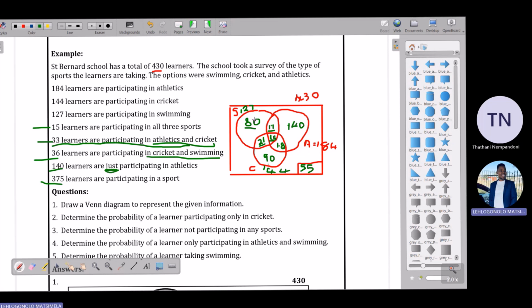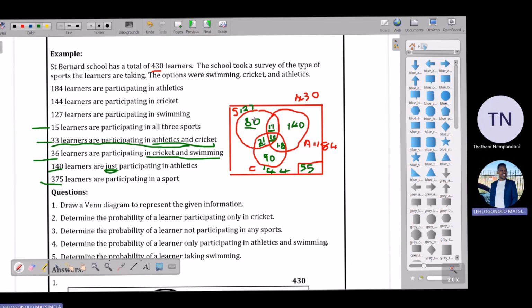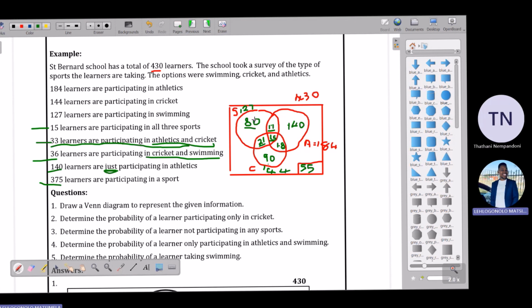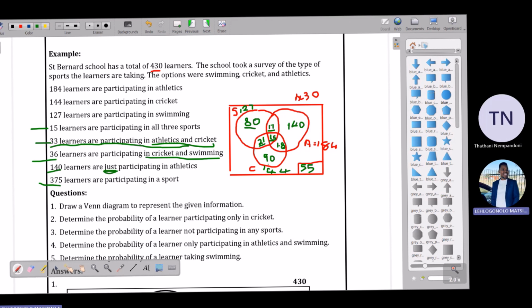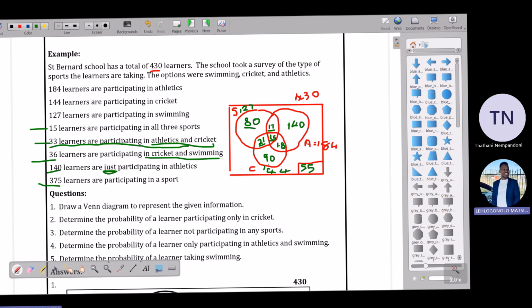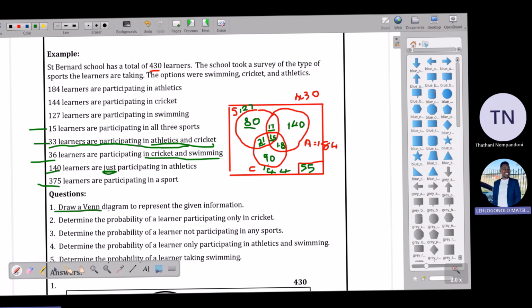According to the way we figured out the Venn diagram, this is the correct procedure, and I assume that it is correct because there is nothing we misunderstood in the statement. So we have drawn our Venn diagram. Let us look at the questions. There are 5 questions here. The first question says draw the Venn diagram. The Venn diagram is drawn.